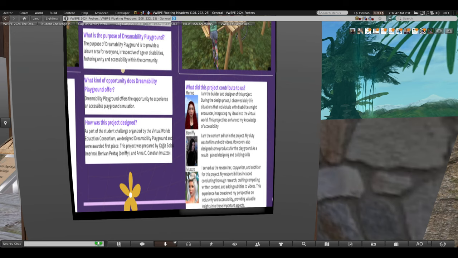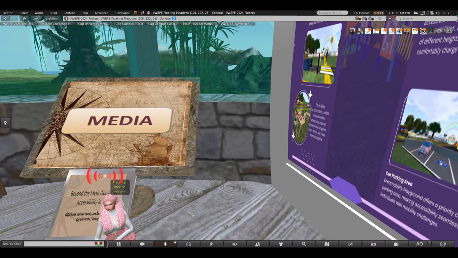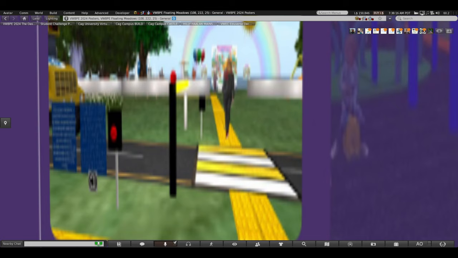Now I will tell you about some features of Dreamables Playground. Taking accessibility a step further, this park has tactile ground, voice commands, ramps, and barriers. For example, look at the picture, please. You can see the safe crossing system. Safety is our priority. The safe crossing system is developed to ensure the safe crossing of visually impaired individuals through audible alerts.